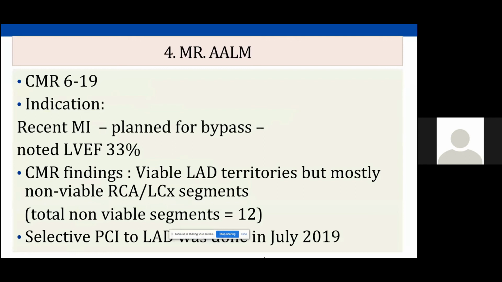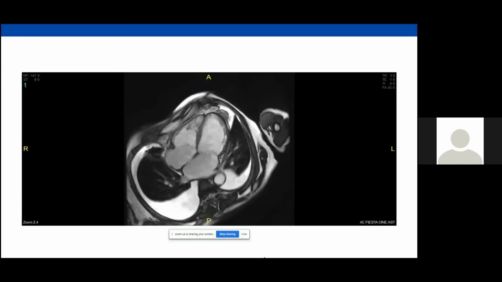This patient, Mr. A, has had a recent MI. He's planned for bypass. Again, noted low LVF. And he's found apparently to have viable LAD, which is important for surgeons, but mostly non-viable RCA and the left circumflex segments. And he's got a total of 12 non-viable segments. Because of this, he was considered not suitable for bypass, and the cardiologist decided to do a selective PCI to his LAD instead.